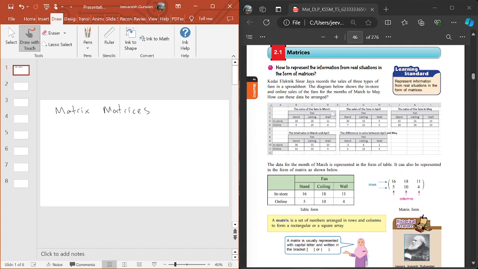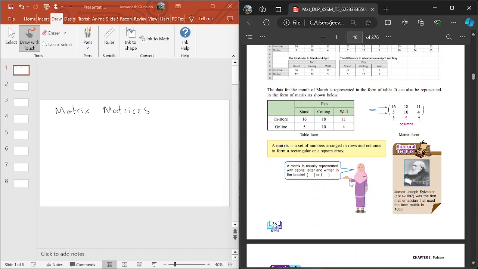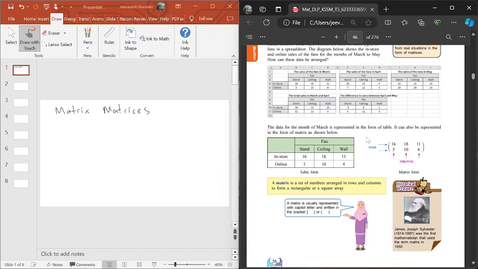So why do we need to use matrix in the first place? It will be used when you are going to do programming and a lot of maths, when you're doing high level maths. It's okay if you don't know the usage of it, but now you need to know how to represent a table in a matrix.